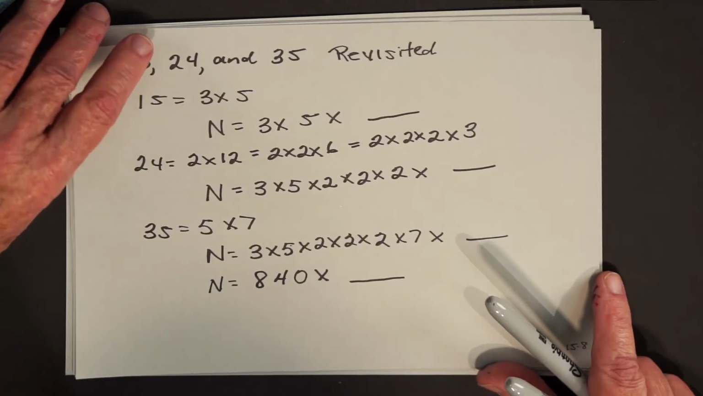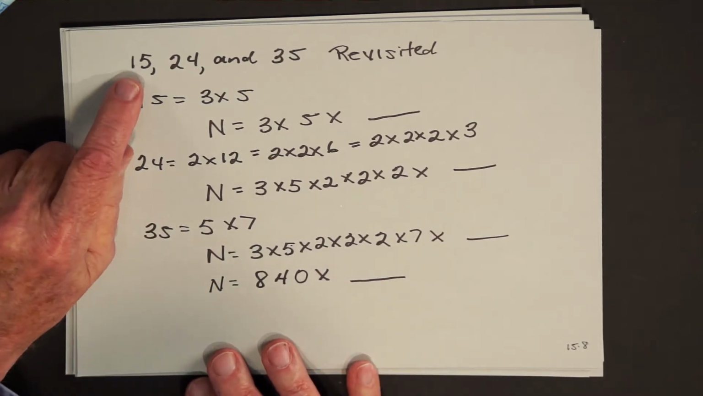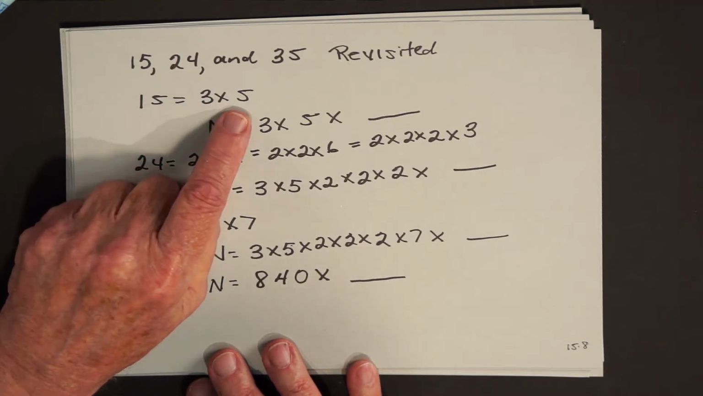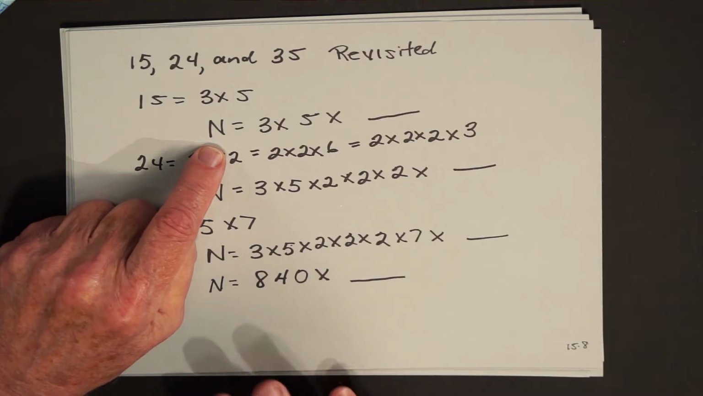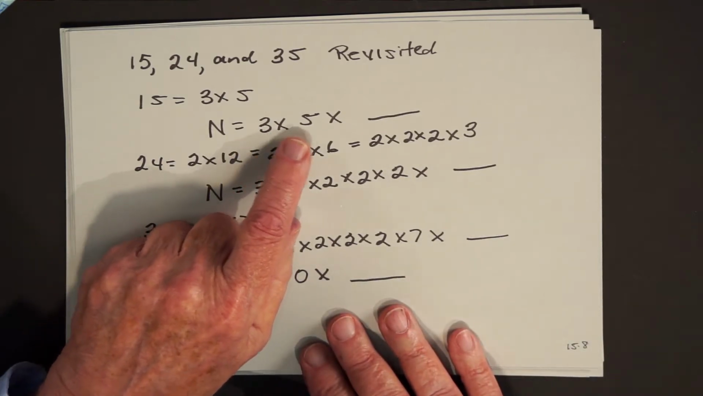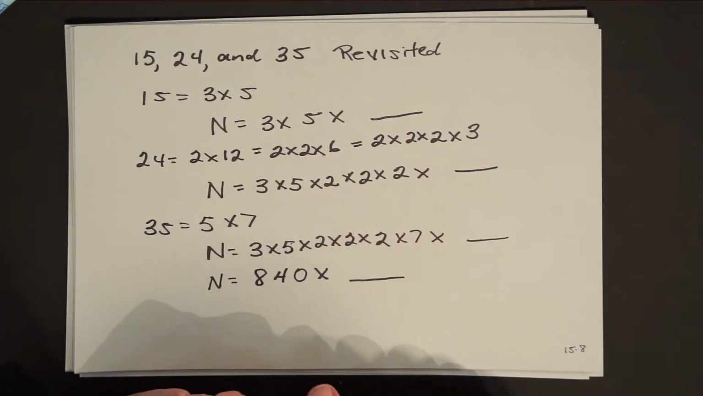Let's go back to our 15, 24, and 35 and revisit that one. To be a multiple of 15, what does the number have to look like? 15 breaks down into 3 times 5. So to be a multiple of 15, we'll call that number n for number, the number has to look like what? 3 times 5 times something. It has to at least have a 3 times 5 in it.